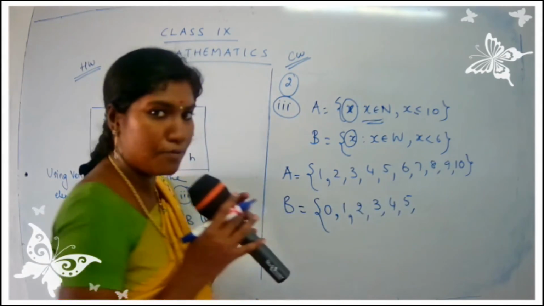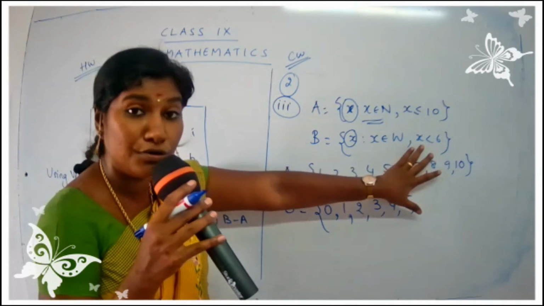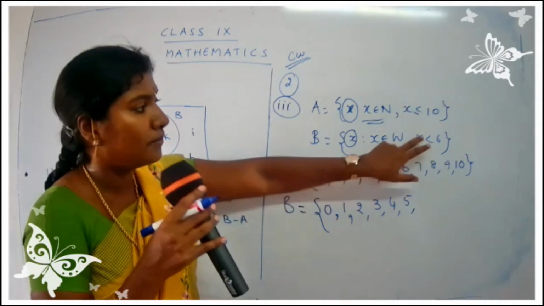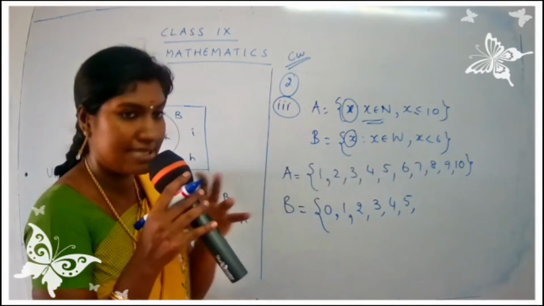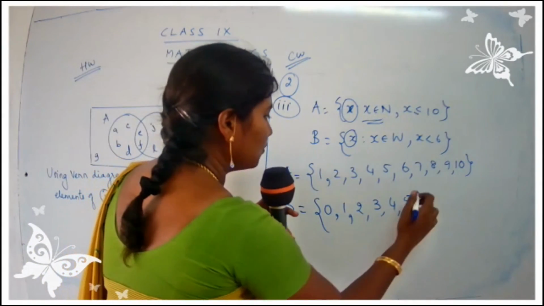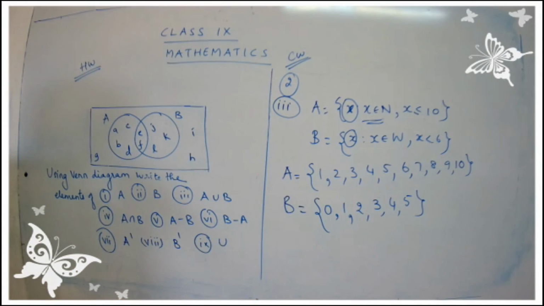Yes, now let's come over here. Less than 6. Less than 6 means, is the number 6 included? No. Why, children? Because the equal to sign is missing. You have only less than 6, so the numbers stop over here. So what is the value for B? 0, 1, 2, 3, 4, 5.